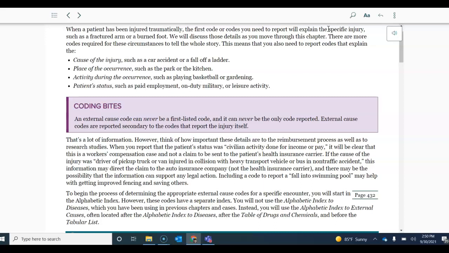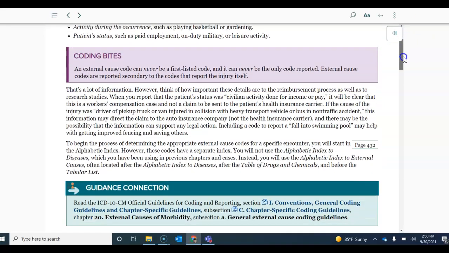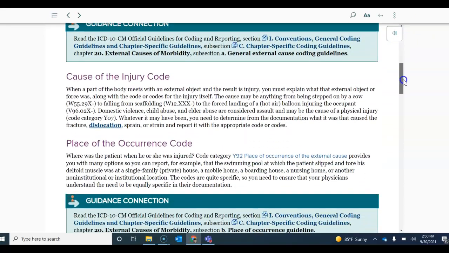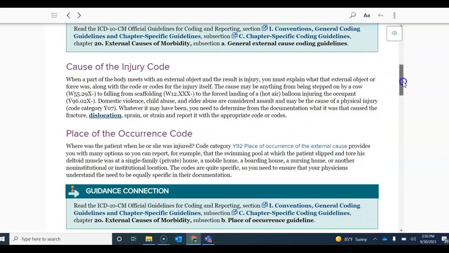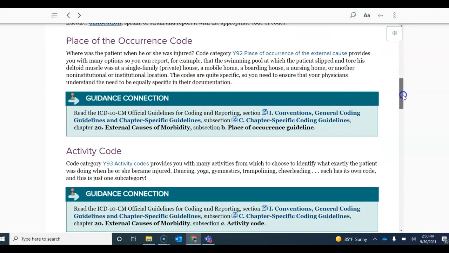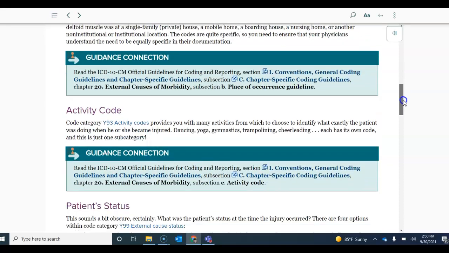I know it's a lot, and that's why when you get to those cases that have external cause codes in them, there's a lot of codes. All right, so let's go through this chapter a little bit more. So this kind of describes your cause, your place, your activity.